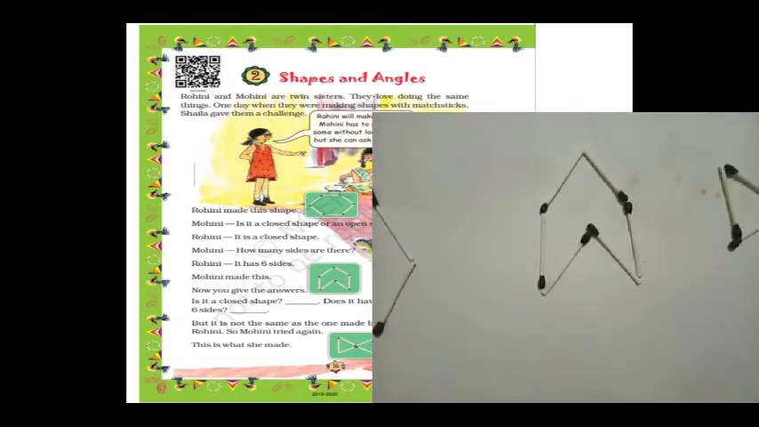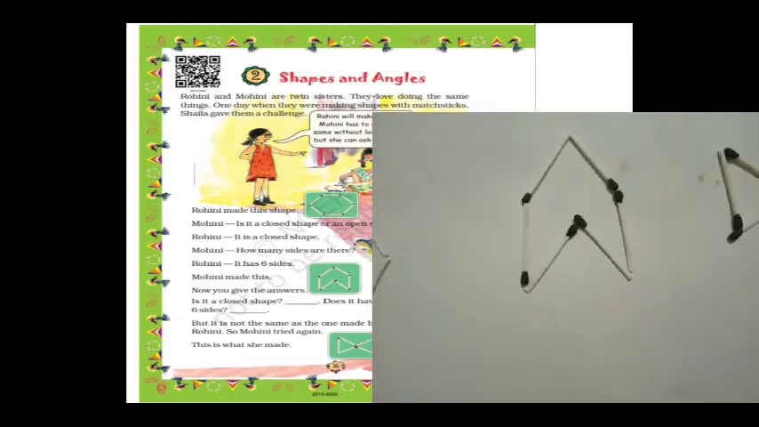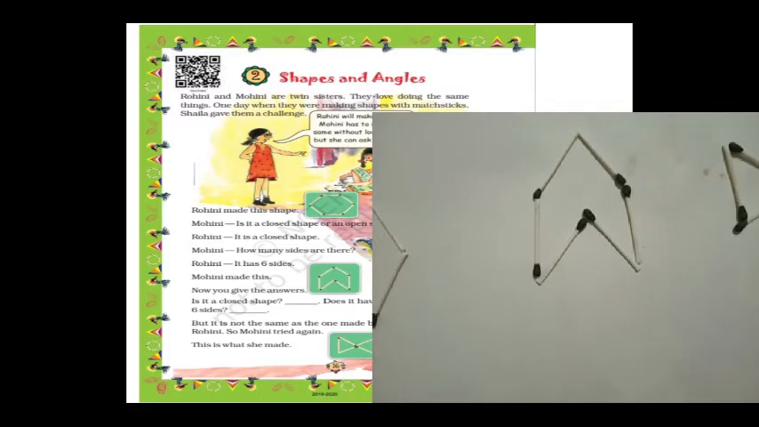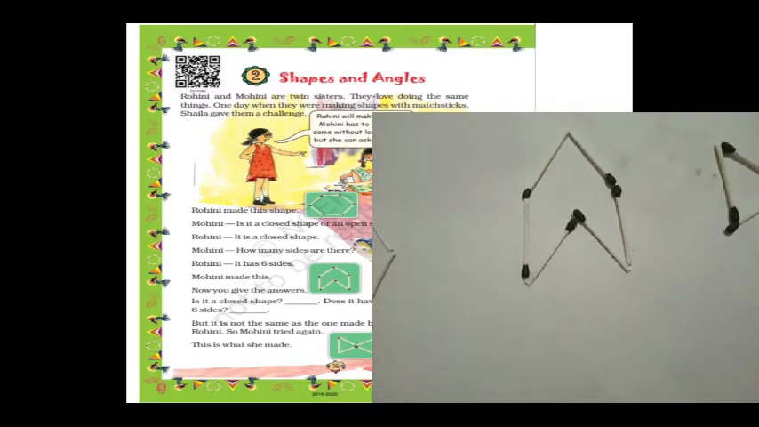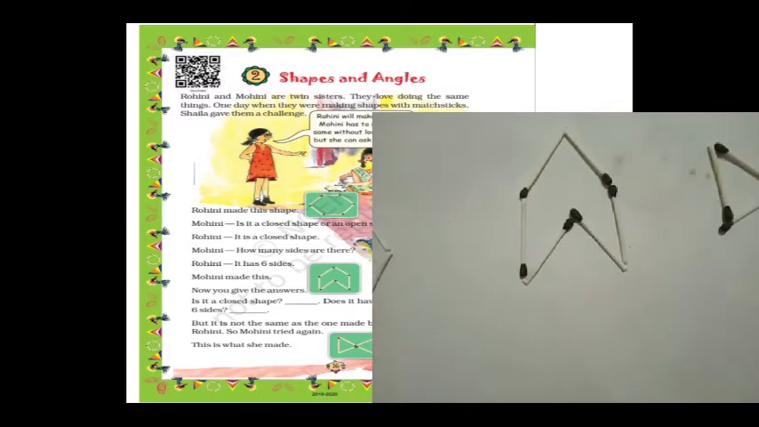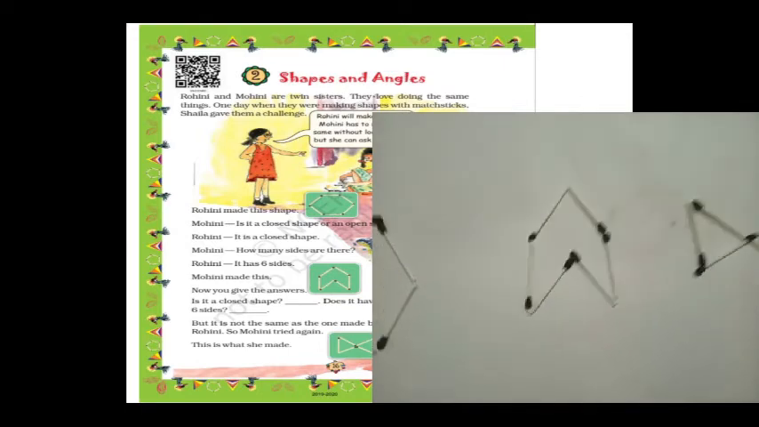And Mohini made this shape, and this is also a closed figure. Here how many sides are there? Count 1, 2, 3, 4, 5, 6. It also has 6 sides.